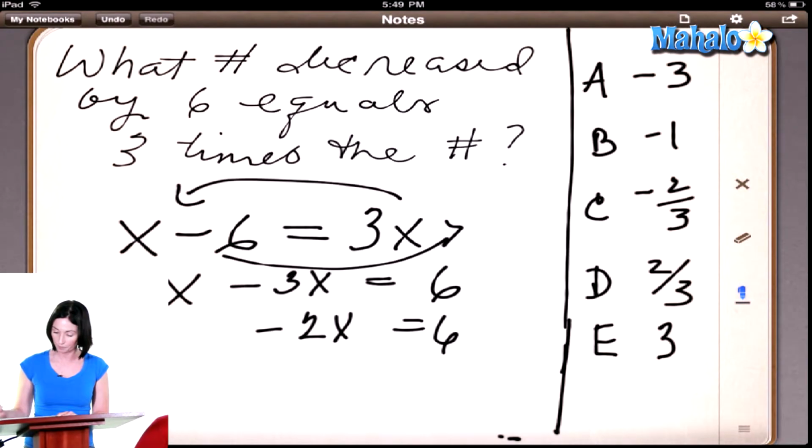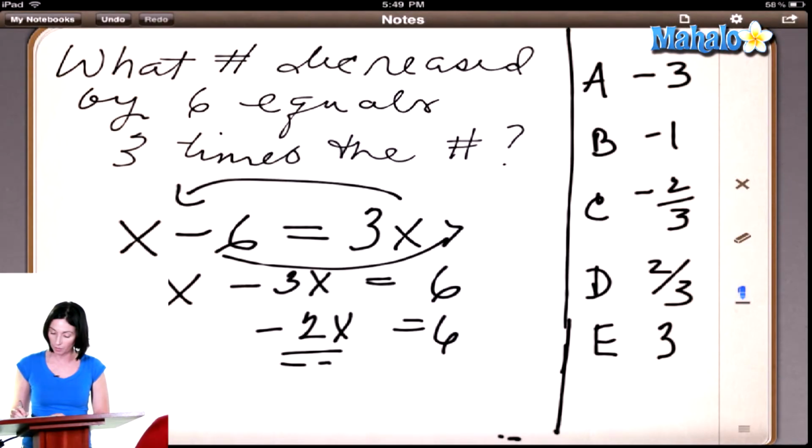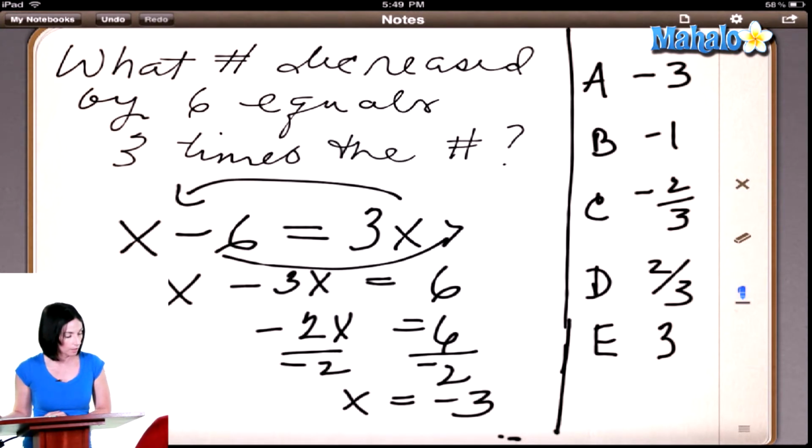Now what do you do? Divide both sides by 2. By? 2. By? Negative 2. Negative 2, right. If you divide by 2, you'll end up with the right number with the wrong sign. So you divide both sides by negative 2. And then we get x is equal to negative 3. So is that one of our answers? Yes.